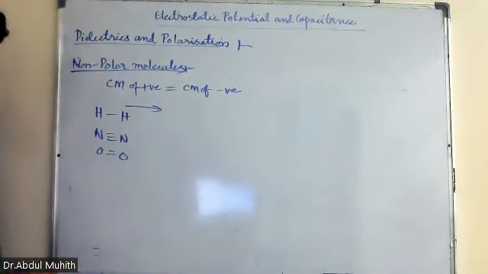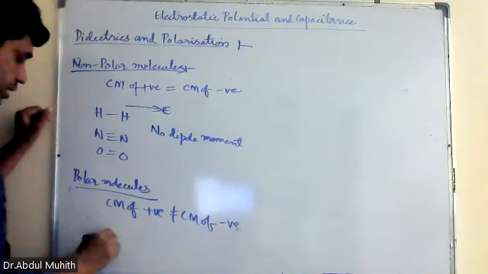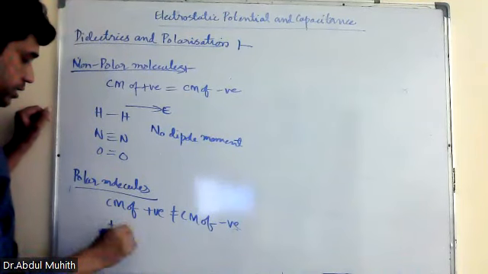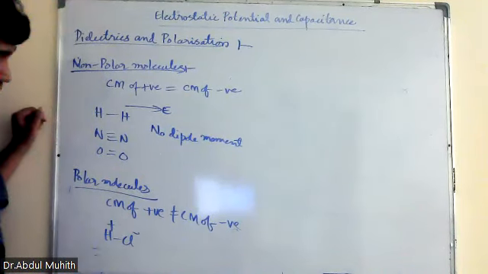The next is polar molecules. Is it clear, all of you? In polar molecules, what will happen is the center of mass of positive will not coincide with the center of mass of negative. For example, HCl: this is plus and this is minus, already we know. So what happens when you place this type of molecule in the electric field? H plus will be in the direction of the field and Cl minus will be against the direction of the field.